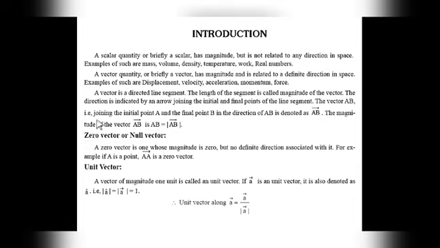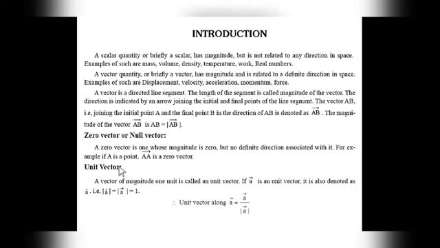Now, types of the vector. Zero vector, also called null vector. A zero vector is one whose magnitude is zero but no definite direction is associated with it. For example, if A is a point, AA, the vector AA is a zero vector. It means that it is a point which is not having direction.